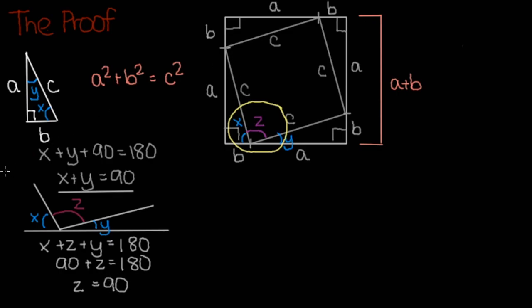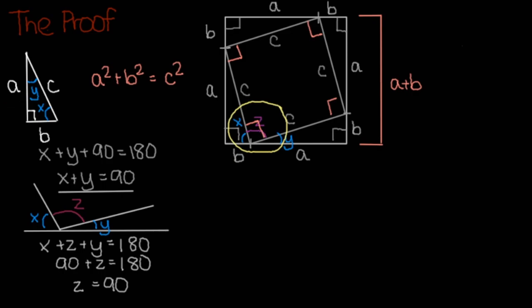Now what this tells us is that the interior angles of this inner shape over here are 90 degrees. Now we are certain that this inner shape is a square because all of its sides are of equal length, they're all c, and all of its angles are equal at 90 degrees. And this will allow us to move on to the next step in our proof. And this step involves making an observation about areas.